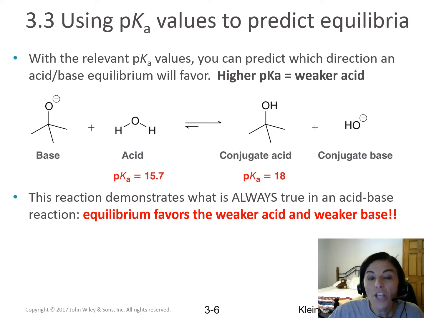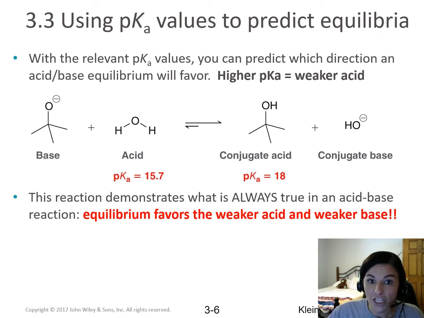So when we know the pKa values of an acid-base reaction, when we have that information, we can predict which direction an acid-base equilibrium will favor. Okay, remember, higher pKa equals weaker acid. This reaction demonstrates a phenomenon that is always true in an acid-base reaction. Equilibrium favors the weaker acid and the weaker base.